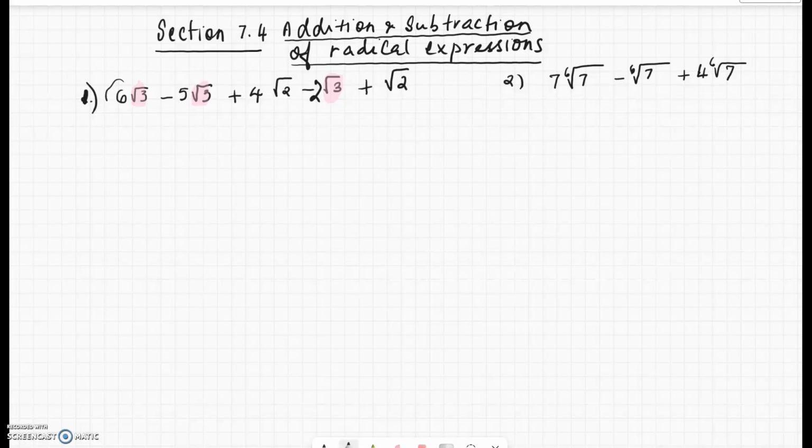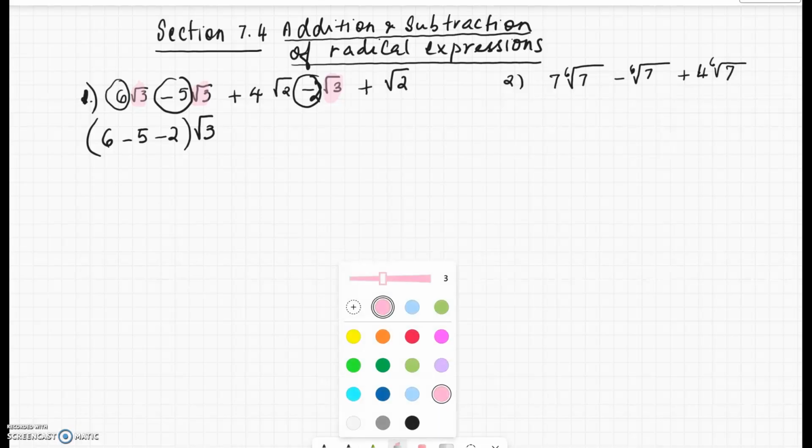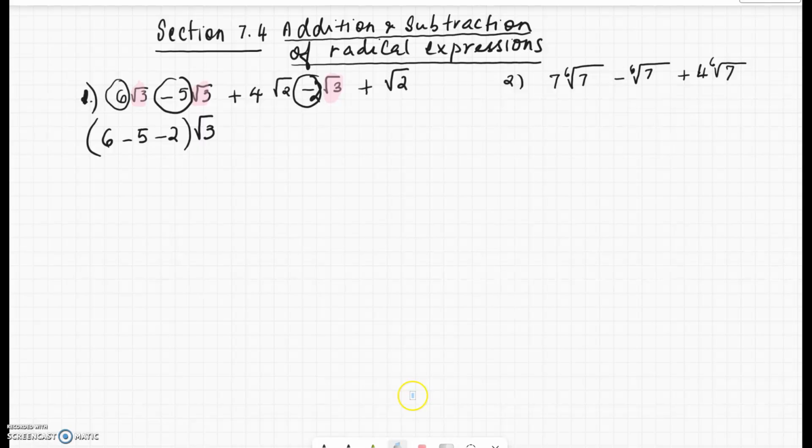So what do we have? 6 minus 5 minus 2, and we're going to factor out the radical 3. Now let's look for the rest of the terms, the radical 2's. So there's a radical 2, there's another. So it is plus 4 plus 1 radical 2. There's 1 here and there's 4 here. So it's a total of 5.